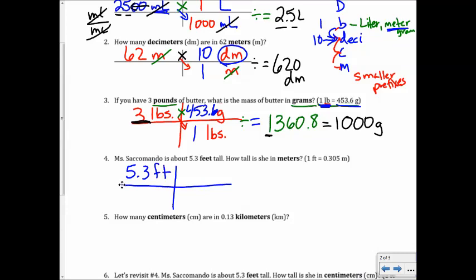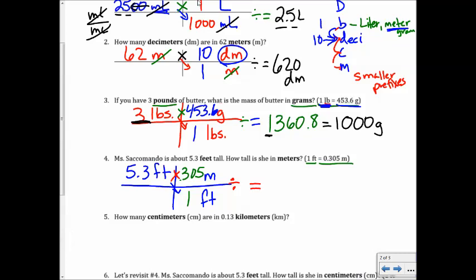Then I'm going to diagonal down the feet. Good. You go down here. What am I trying to go to? Meters. Meters goes up top. Good. Now I come over here. Look at my conversion factor. 1 foot was 0.305. So the 1 goes next to the foot. 0.305 goes next to the meter. I multiply the top. Divide by the bottom. And I'm going to get my calculator answer.